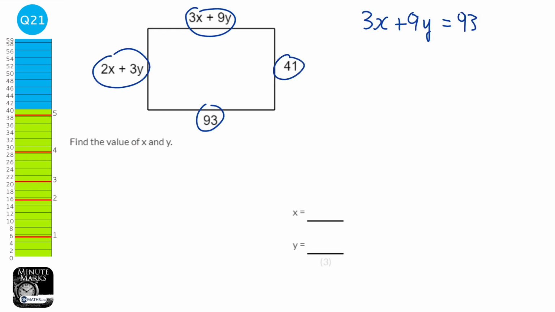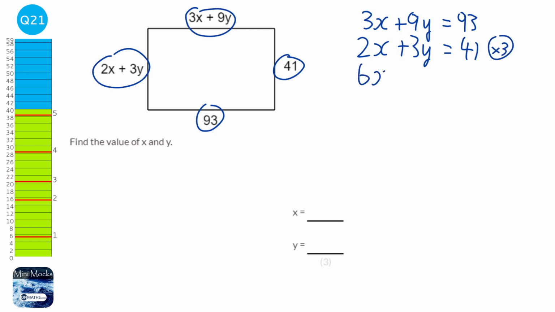And these two will be equal. And you notice now that we've got simultaneous equations. So what I'm going to do is get the coefficient of the y the same. And I'm going to do that by multiplying everything in the second equation by 3. So we get 6x plus 9y equals 123.